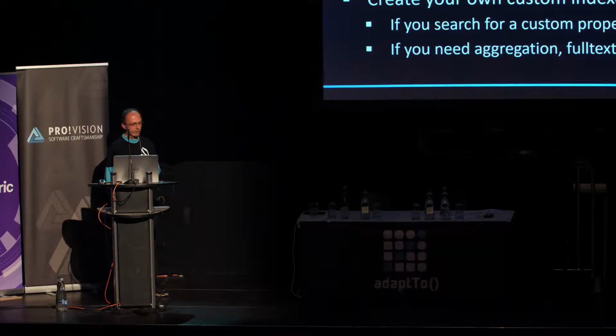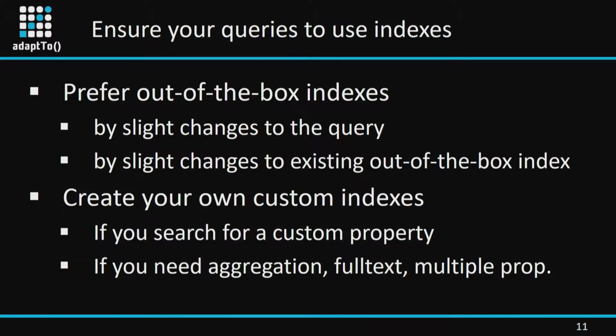Custom property index is not that interesting. I will mention more about the more interesting case. If you need some of the advanced search features, like searching for multiple properties, full text search, aggregation of properties, then create your own custom index, a Lucene index, which provides all the settings to work for the more complex queries.